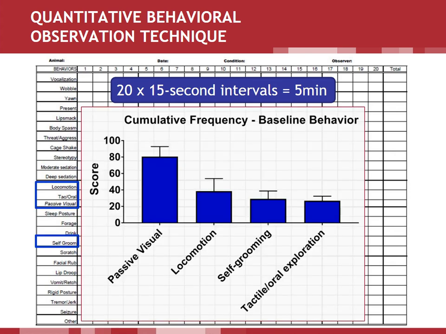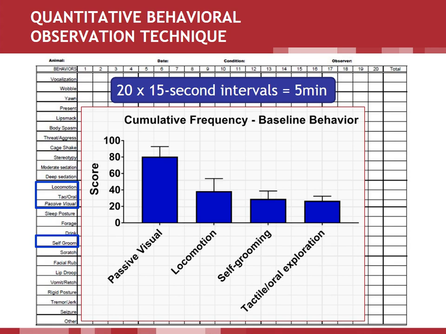During baseline observations, animals tend to express species-specific, species-typical behaviors, such as passive visual behavior when they're just watching the other primates in the room, including us, the human primates, locomotion, self-grooming, and tactile oral exploration, while drug-related behaviors such as ataxia and different levels of sedation are not generally observed under a baseline condition.